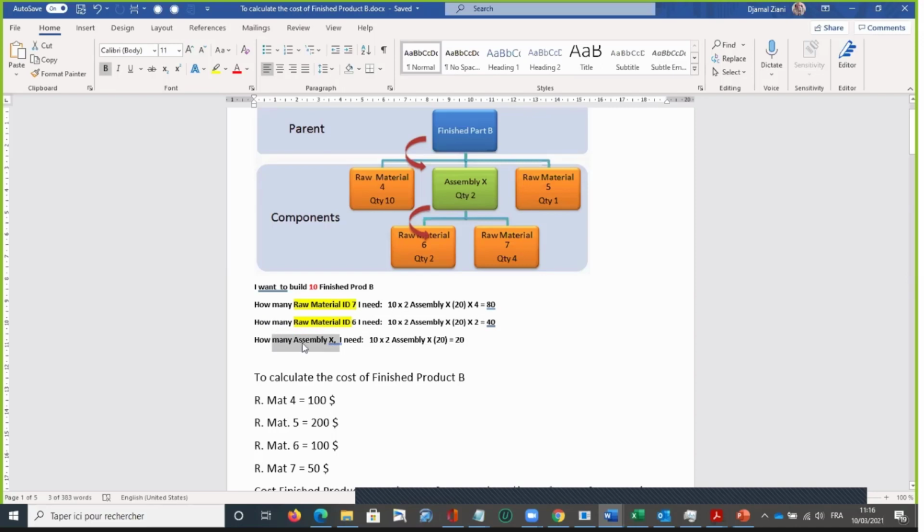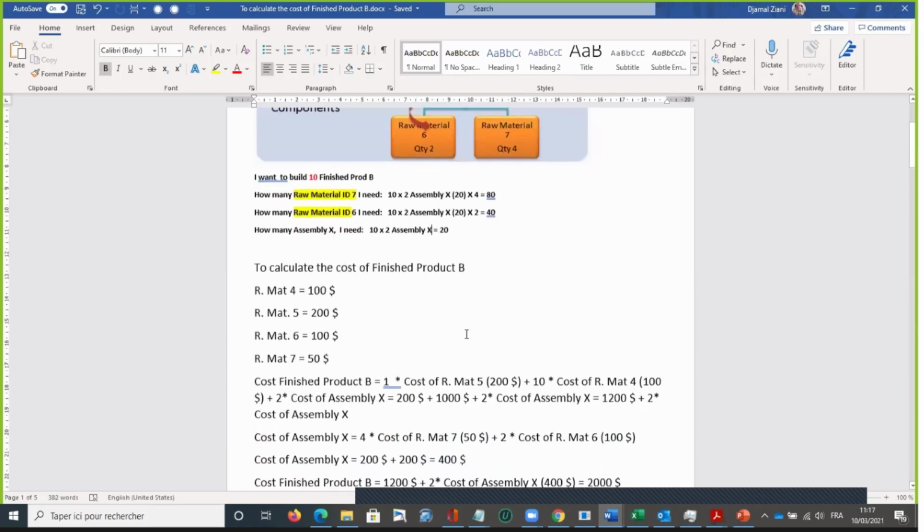Okay. If I ask you about assembly X, why would you give me things related to raw material? If I ask you for assembly X, you give me assembly X. Okay. This one is there. Okay, assembly X. But when we ask you for raw material 6, okay, here you try to find raw material 6, but you take into consideration that the finished product B contains 2 of assembly X. So you multiply the quantity that you want to make, multiply by 2. Okay? You understand? Yes, doctor. Thank you.